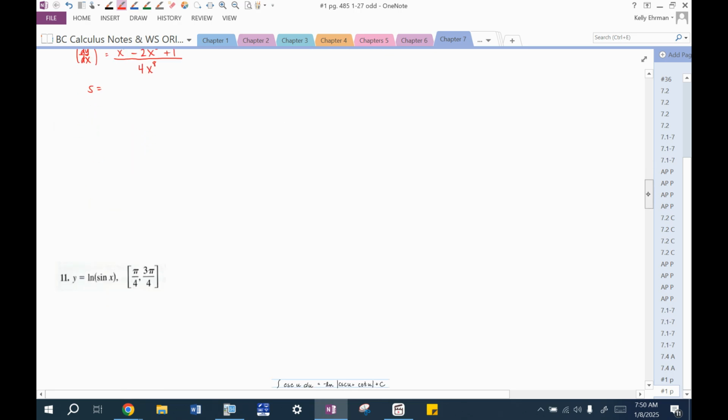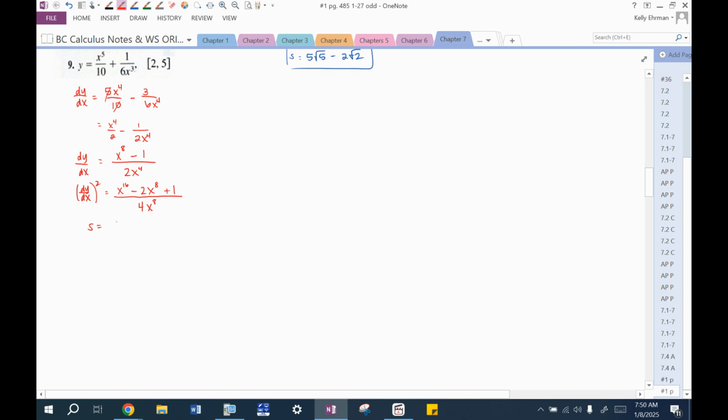How much room do I have? Oh, I have room. Okay, so the arc length formula is the integral from 2 to 5 of the square root of 1 plus all of this. And again, it wouldn't be unheard of for this to be a non-calculator multiple choice problem. So even though it's kind of tedious and a lot to get through, the steps are always the same.